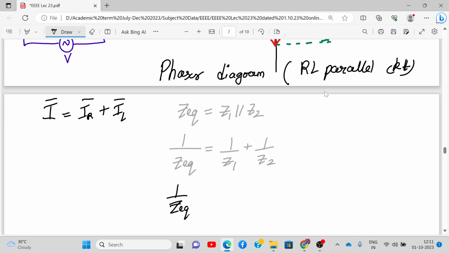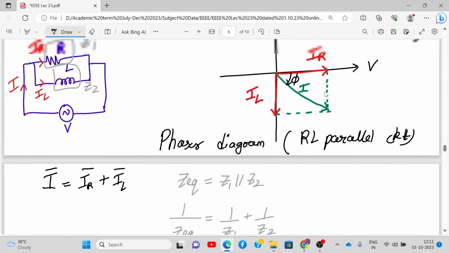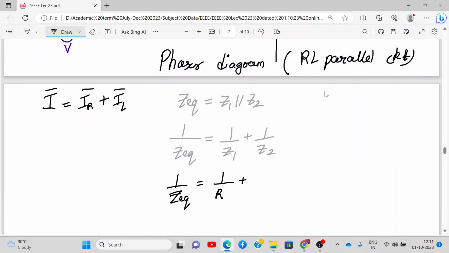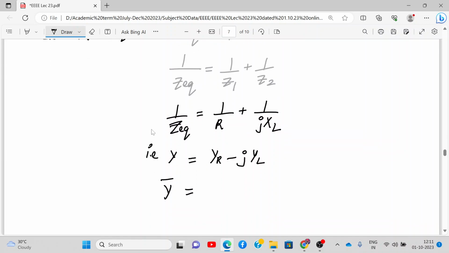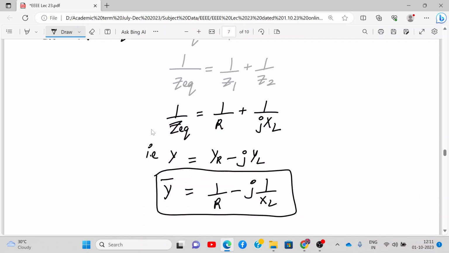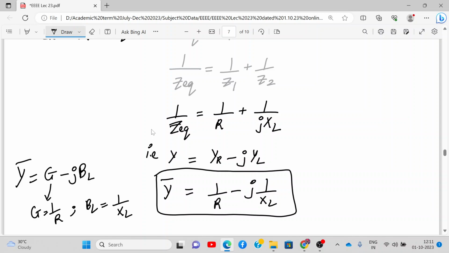What is Z1 given by? In the circuit, R, just R. And what is Z2 given by? jXL, right? So 1 upon jXL. I write it in terms of admittance: Y bar is equal to 1 upon R minus j 1 upon XL. You know where I am heading over here, correct? I can write it as G minus jBL, where G is 1 upon R and BL is 1 upon XL. Are you understanding?